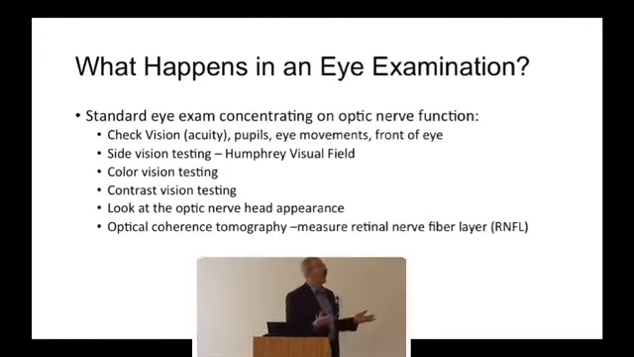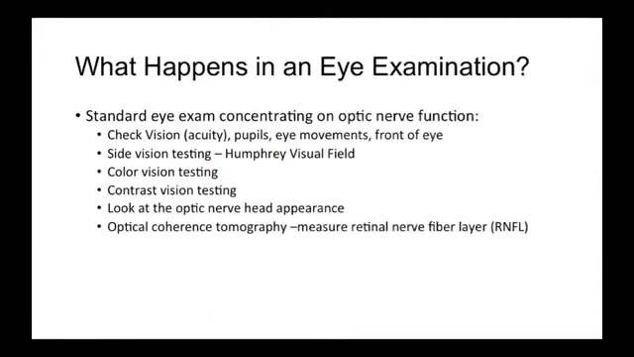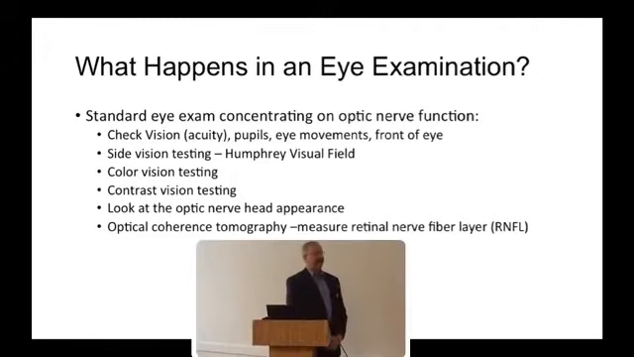Why are we doing it? The standard eye exam that I'm doing is really trying to concentrate on optic nerve function, because that's what we're talking about. There's bony encasement, and we want to make sure your optic nerve is working okay. So the simplest thing is just to check your vision. I'll show you what that looks like.